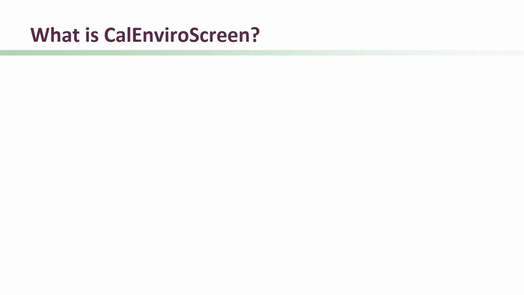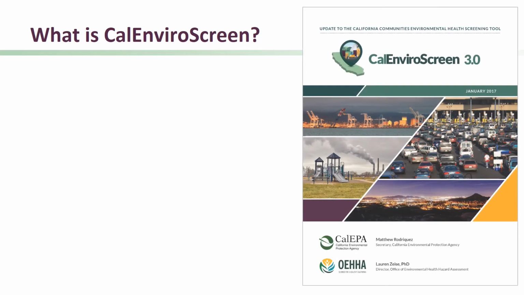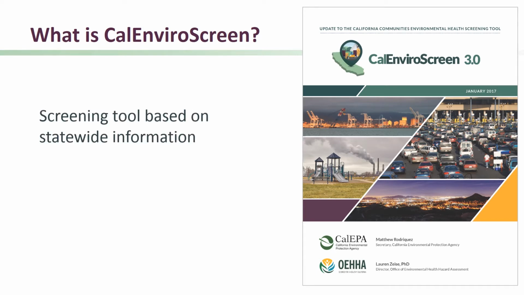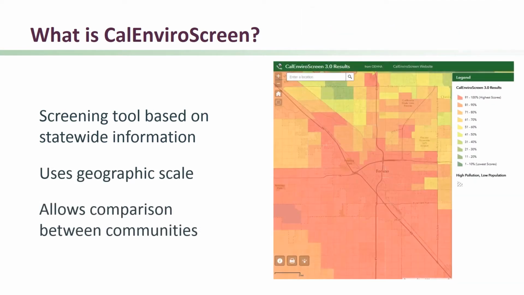In this module, we'll take a look at the CalEnviroScreen tool itself. Briefly, CalEnviroScreen, or CES, is a screening tool based on statewide information that's available at a geographic scale which allows for comparison between communities.